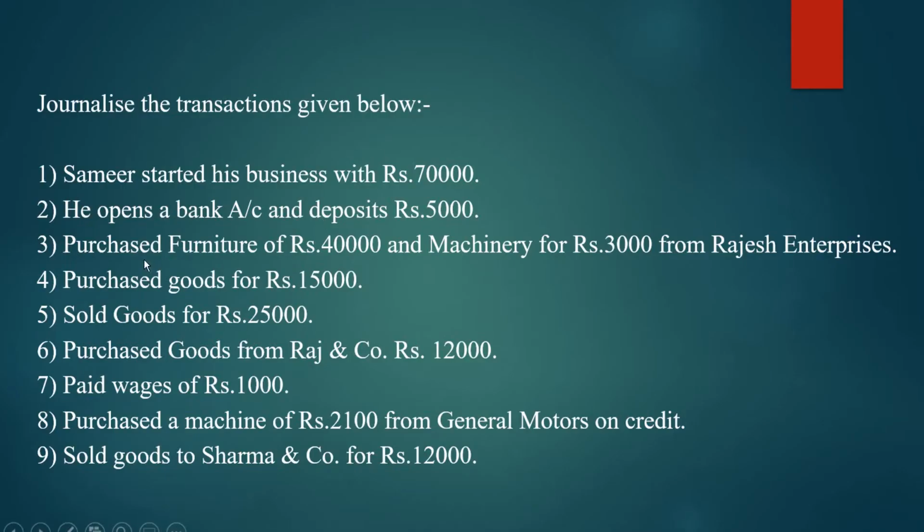Now the next transaction: purchased furniture of rupees 40,000 and machinery for rupees 3,000 from Rajesh. This is on credit basis. Purchase of fixed asset on credit basis. It has to be recorded only in journal voucher. We cannot record purchase of fixed asset under the purchase voucher.